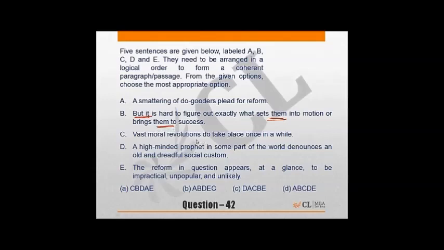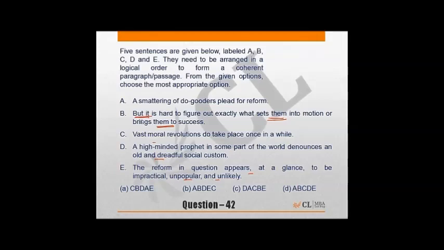Vast moral revolutions take place once in a while. The generic statement could be an opening, could be a closing statement, but could come anywhere actually. Statement D. A high-minded prophet in some part of the world denounces the old and dreadful social custom. E. The reform in question appears at a glance to be impractical, unpopular and unlikely.